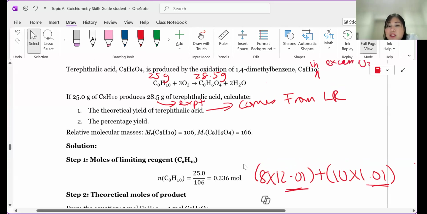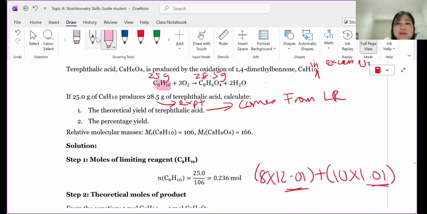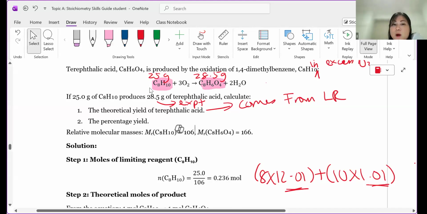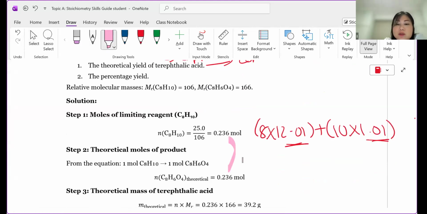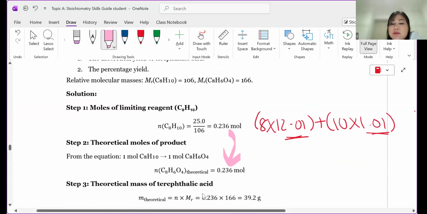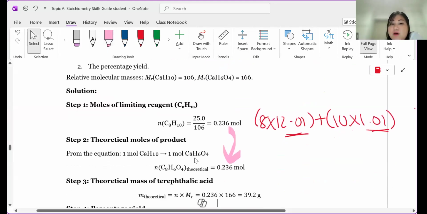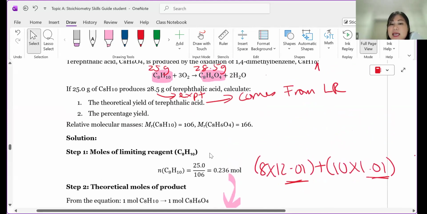So that's a limiting reagent. Looking at C8H10 as the limiting reagent, I need to find the terephthalic acid, which is C8H6O4, right? So it's mole ratio 1:1. Therefore 0.236 is to 0.236, right? And with that 0.236, I multiply by the MR of what?